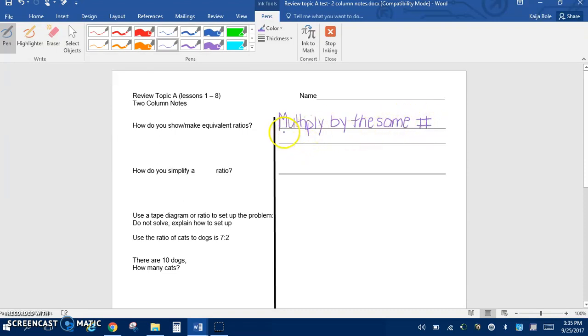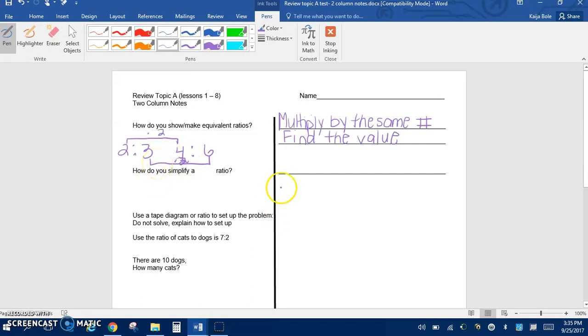Or you can think about it as finding the value. So if we had the ratio 2 to 3, to make an equivalent ratio, we could multiply both of these numbers by 2, so we would have 4 to 6. Okay, so there's an example.